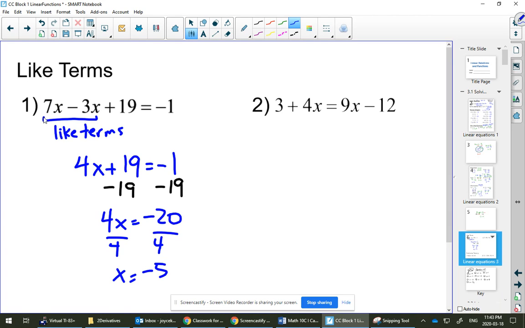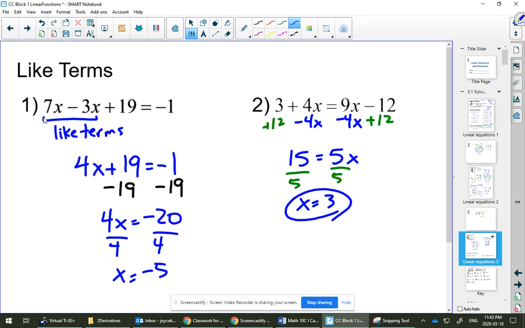If I do them in one step, I'm going to subtract my 4x, and then I'm going to add the 12 because I want my numbers on one side and my variables on the other. By doing it in one step, sometimes using two different colors might help, but in doing it in one step, I have less writing that I have to do. 3 plus 12 is 15. 9x minus 4x is 5x, and then I can divide by 5, and I have x equals 3.